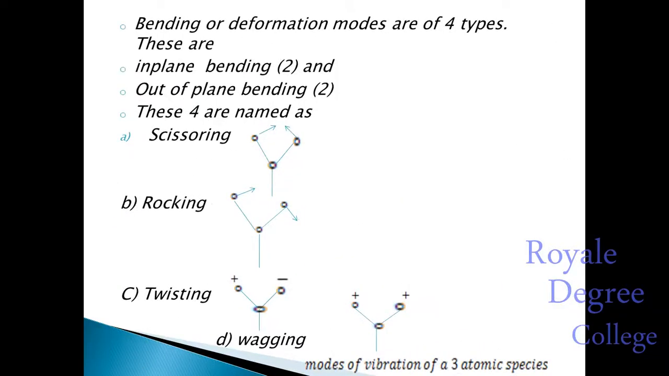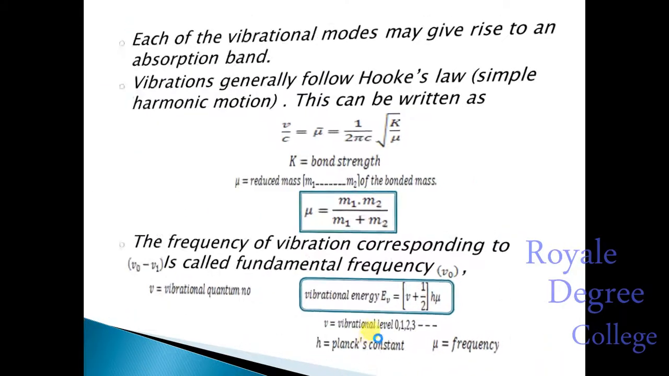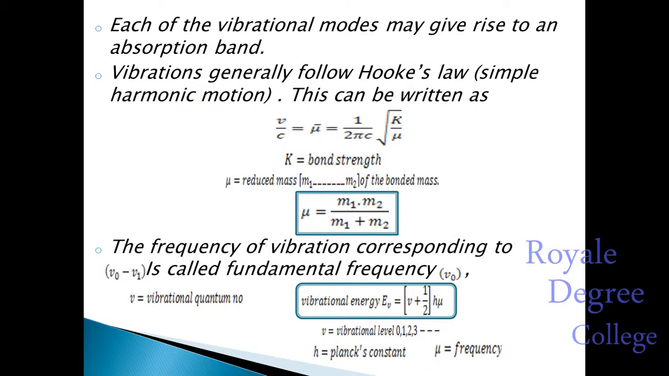Bending or deformation modes are of four types. These are in plane bending 2 and out of plane bending 2. These four are named as, first, scissoring. Here you can see the figure. Second is rocking, third is twisting, and the fourth is wagging. All these are the modes of vibration of a 3 atomic species. Each of the vibrational modes may give rise to an absorption band.